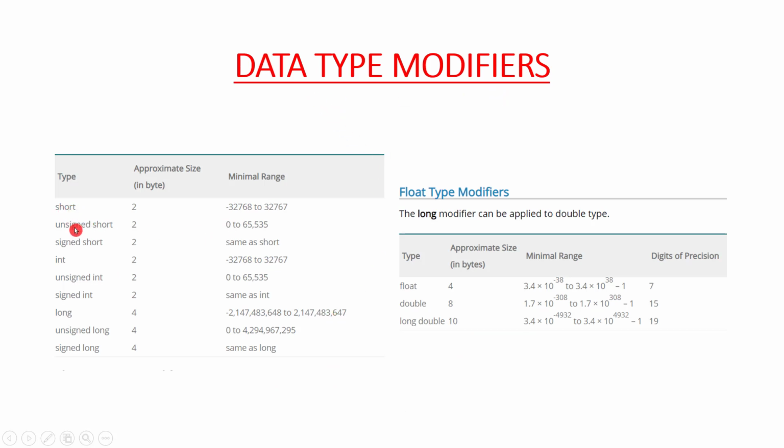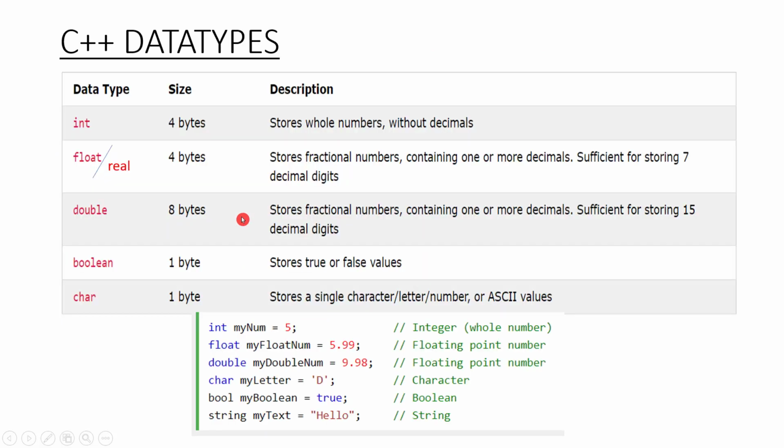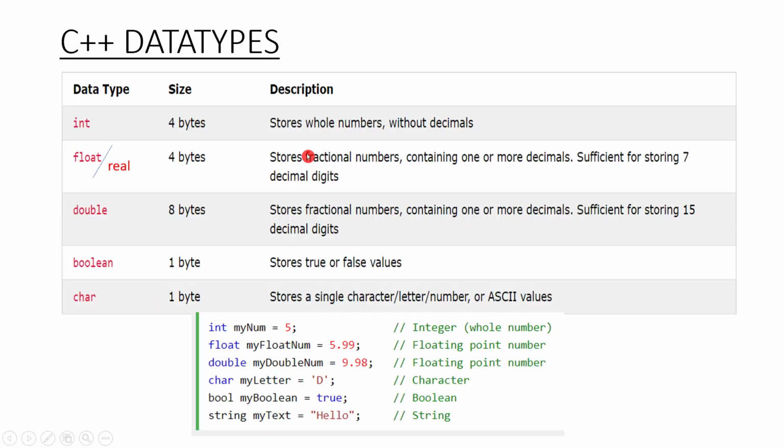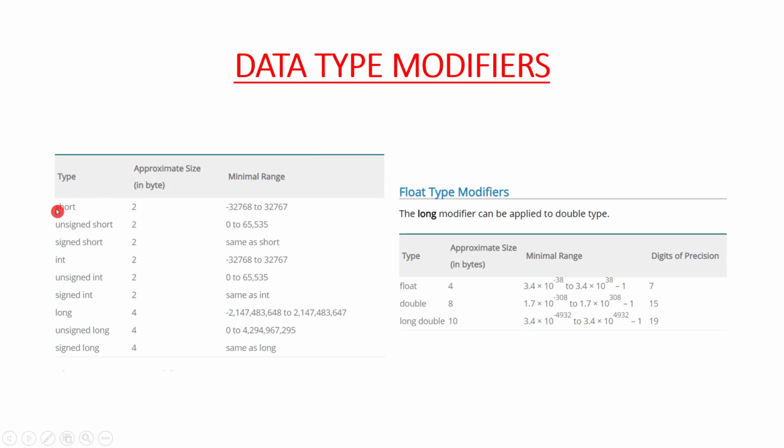That means short, unsigned short. Suppose you want to define a short integer. You can see the integer ranging from this very large number to this other number. This is a bigger range for integer. Suppose you're defining only a short one, you can go for a short integer, which takes values only from this minimum to this maximum range.